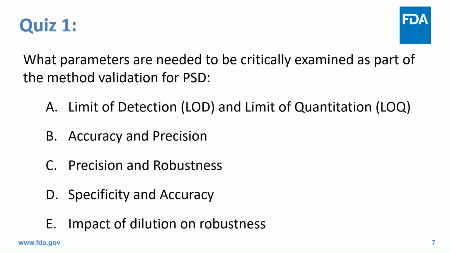So with that, I will ask the first question. Let me bring up my chat. If you can provide A, B, C, D, E, what are the answers? C, C, C, C, C: precision, robustness.